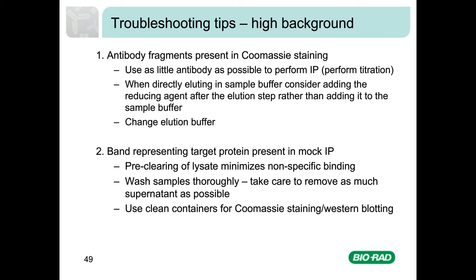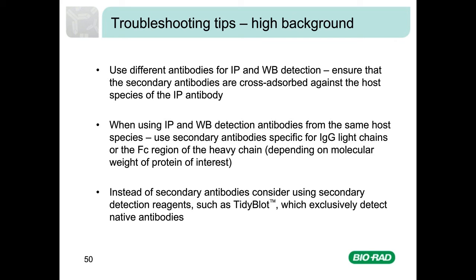When antibody fragments are masking your protein of interest when performing Western blot detection of IP samples, my recommendation is that you review your detection antibody. As you have seen in the discussed webinar examples, it is best to use IP and Western blotting antibodies from different host species. Also ensure that the secondary antibody used for the Western blot detection is cross-absorbed against the host species of the IP antibody.